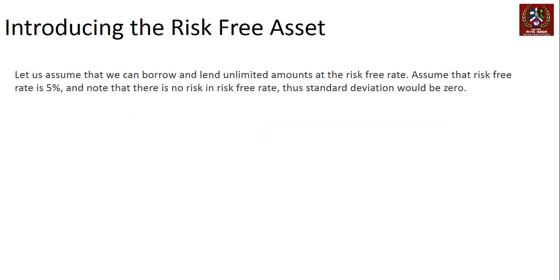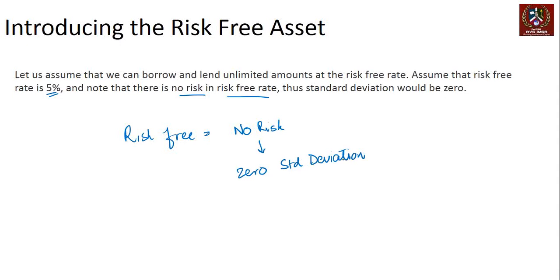Now let's assume that we can borrow and lend unlimited amounts at the risk-free rate. Let's also assume that the risk-free rate is 5%, and we note that there is no risk in the risk-free rate. It's called risk-free because there is no risk. The return is fixed, which would mean zero standard deviation in the risk-free asset.